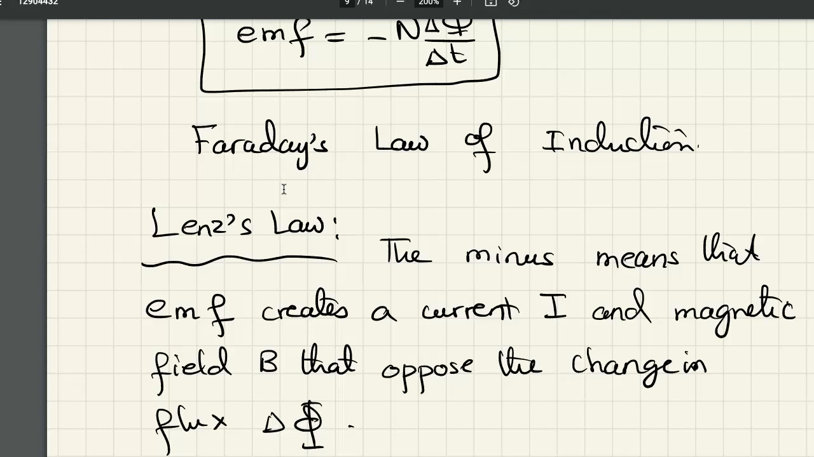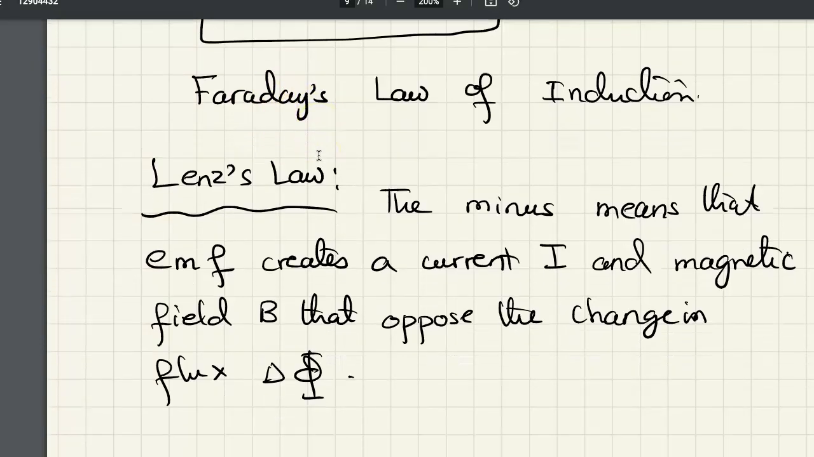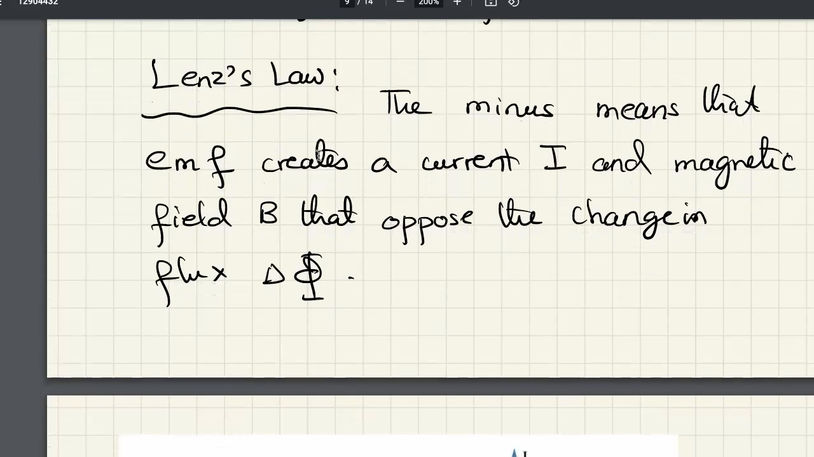Usually we will talk about B original and B induced. If the flux is increasing, then B original and B induced are going to be in opposite directions. If the flux is decreasing, then they will be in the same direction.